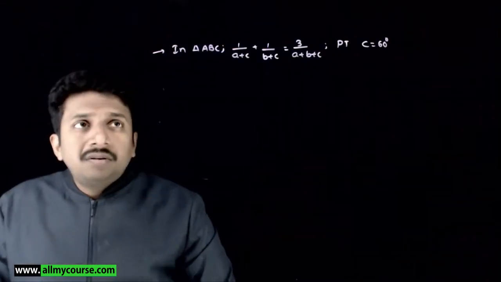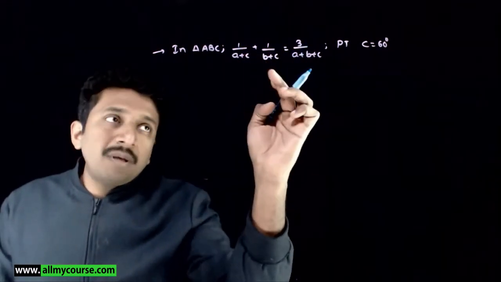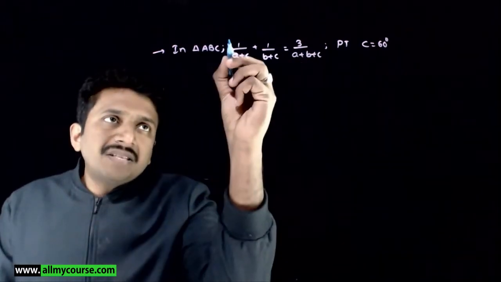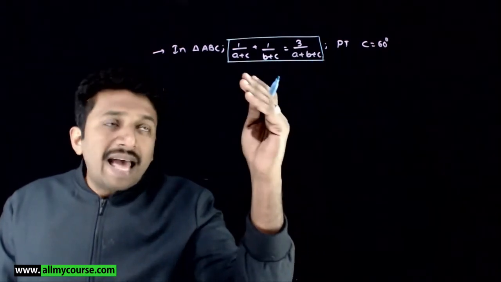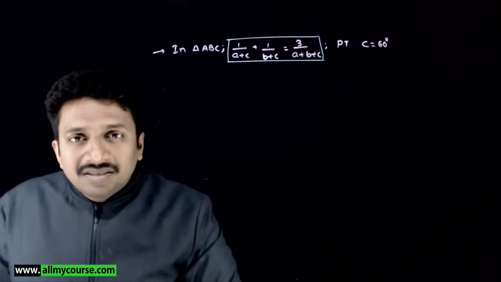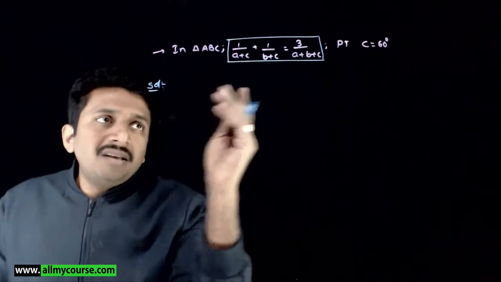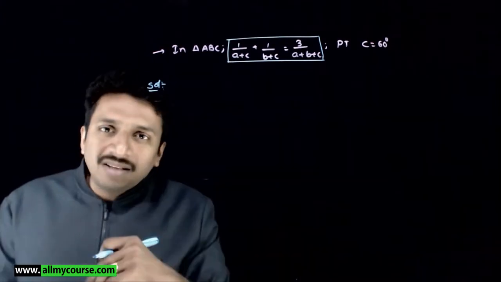So in this question, we're given that in a triangle ABC, 1 by A plus C plus 1 by B plus C is equal to 3 by A plus B plus C. So if this condition is valid, you need to prove that angle C of the triangle is 60 degrees. So let us try to simplify this condition. Let us try to see if this condition leads to some information about angle C.